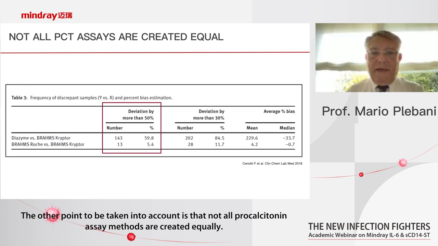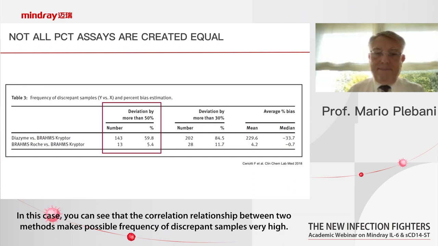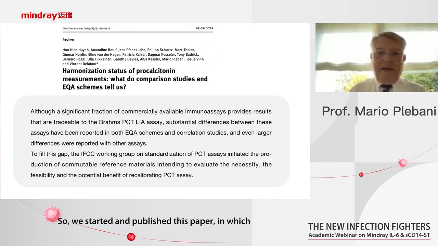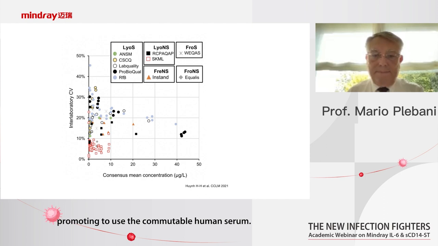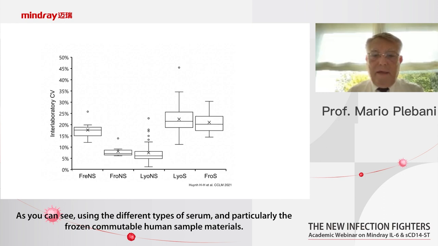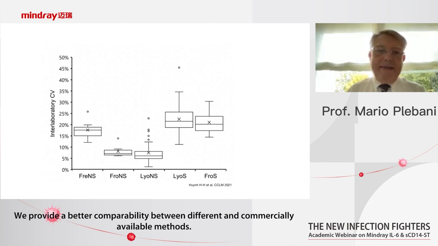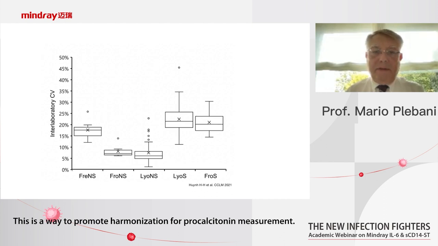The other point to take into account is that not all procalcitonin assay methods are created equal. In this case, you can see that the relationship between two methods makes possible a very high frequency of discrepant samples. So we published this paper in which harmonization for procalcitonin measurement has been promoted using commutable human serum. As you can see, with the different types of serum, and particularly using frozen commutable human sample materials, we provide better comparability between different commercially available methods. So this is a way to promote harmonization for procalcitonin measurement.